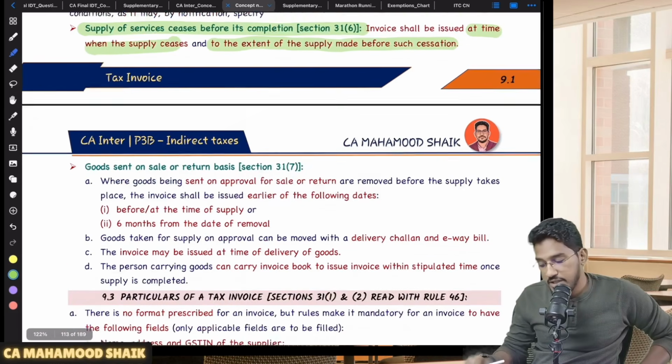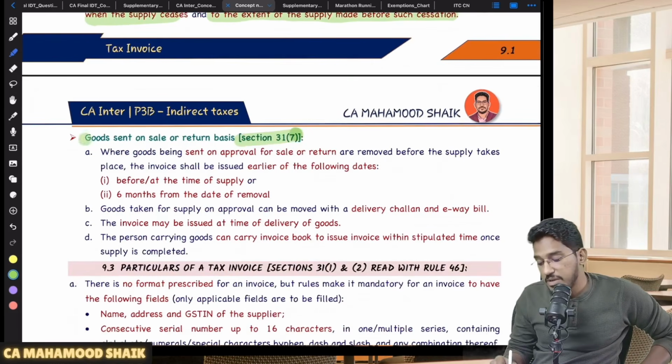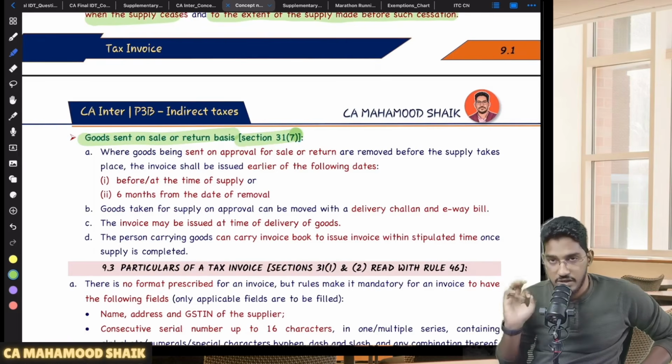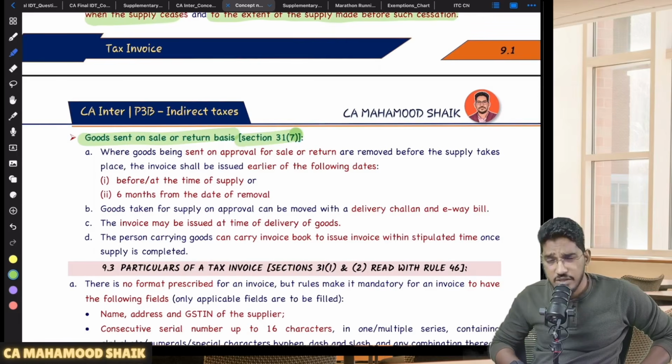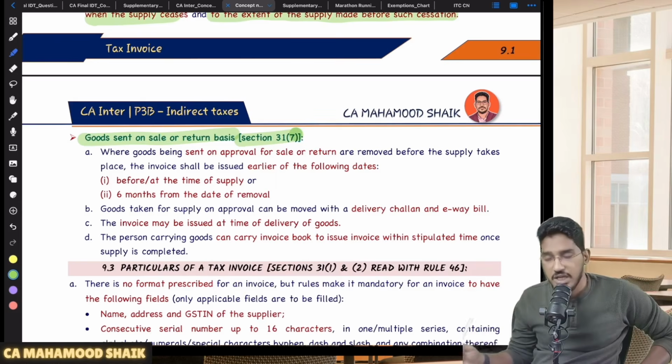Then one more point, this is important for exam and MCQs. 31 subsection 7, what is the time limit within which I am required to issue the invoice in case the goods are sent on sale or return basis? In case you are sending the goods on sale or return basis, what is the time limit within which you are required to issue the invoice?